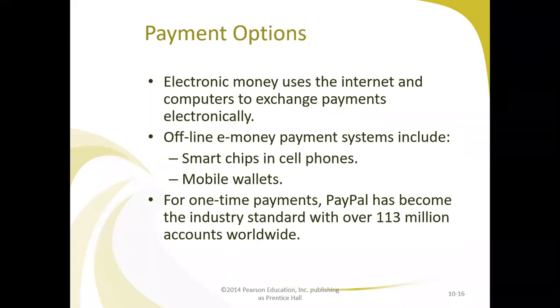Offline e-money payment systems include smart chips in cell phones and mobile wallets also, which we are all using, especially PhonePe and others. These are all things we have been using in recent times, mobile wallets and all.